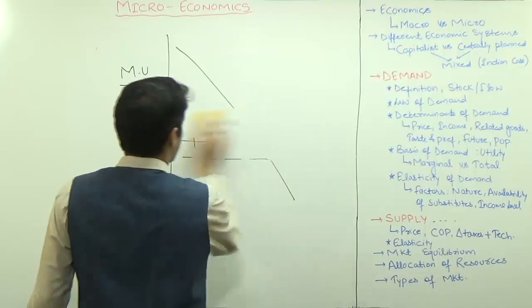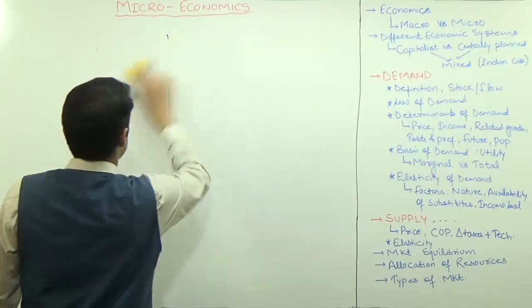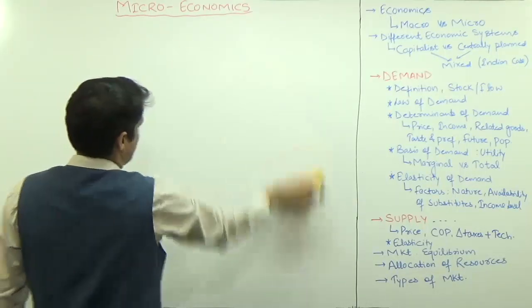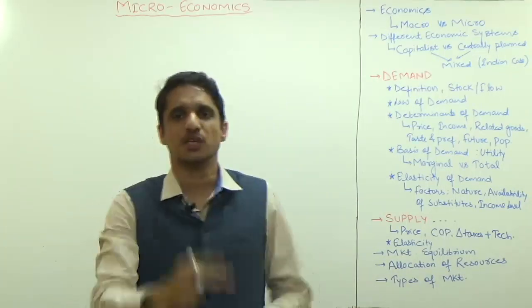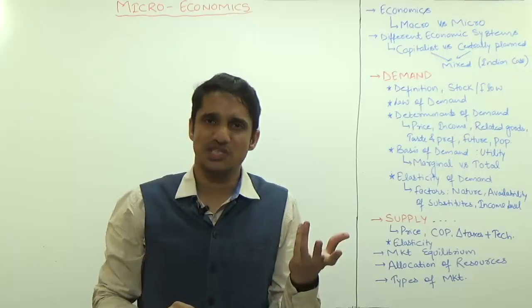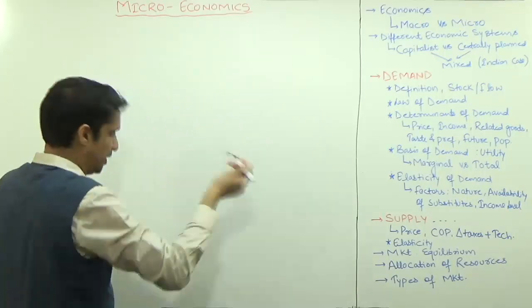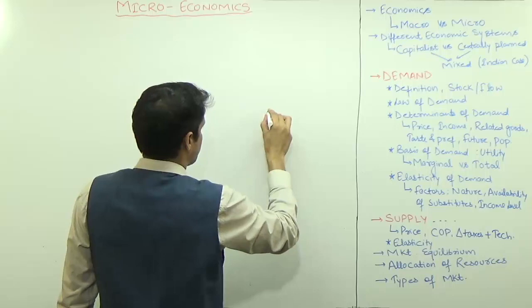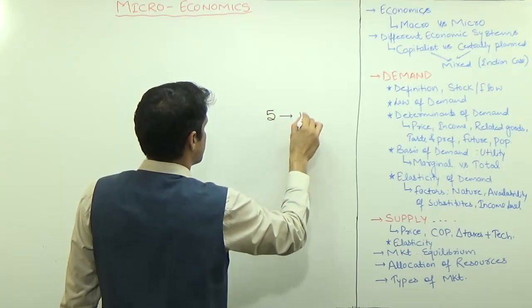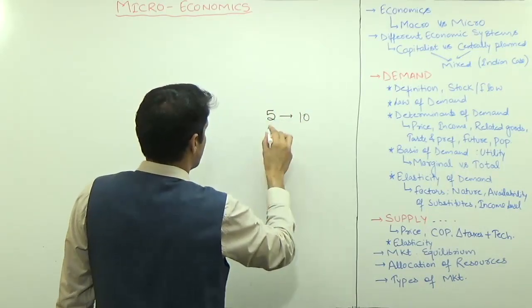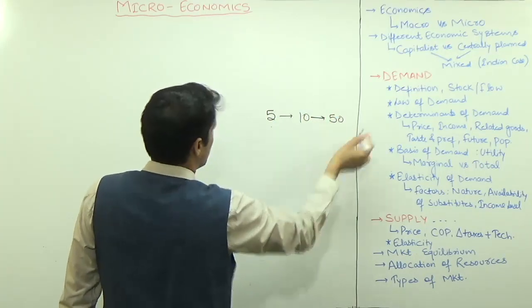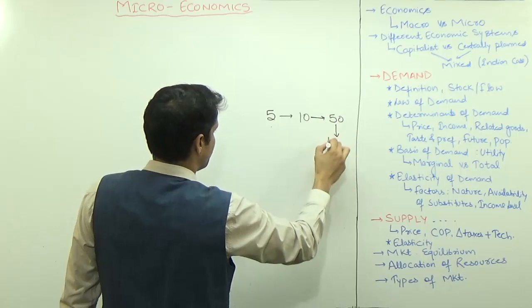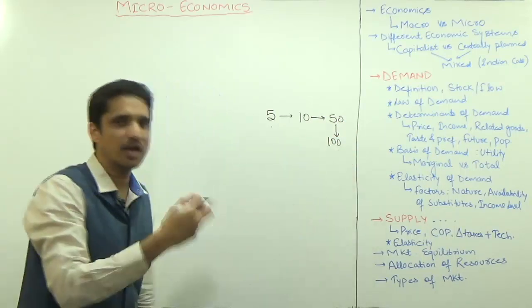The next one is the elasticity. Elasticity of demand, elasticity of supply. Elasticity means the degree of responsiveness that you have with respect to the change in price. It means if I change the price from 5 rupees to 10 rupees, how the demand will be affected. If I change the price from 10 rupees to 50 rupees, how the demand will change. If I change from 50 to 100, how the demand will change.